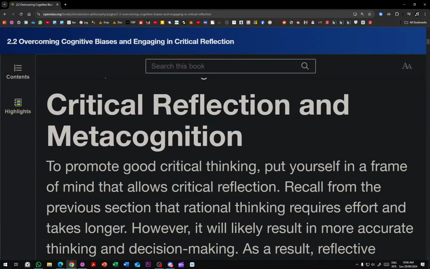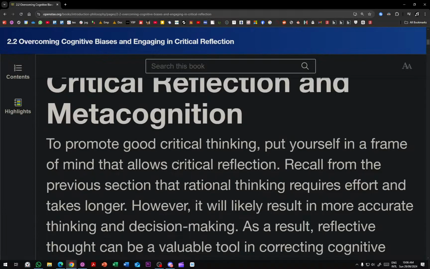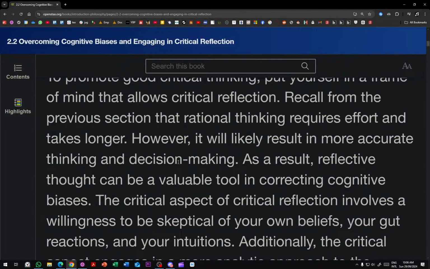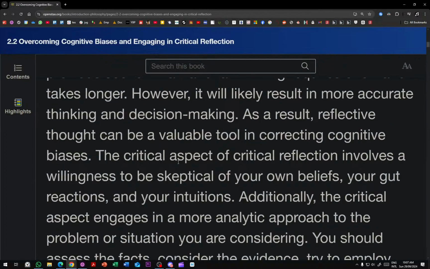To promote good critical thinking, put yourself in a frame of mind that allows critical reflection. Recall from the previous section that rational thinking requires effort and takes longer. However, it will likely result in more accurate thinking and decision making. As a result, reflective thought can be a valuable tool in correcting cognitive biases.